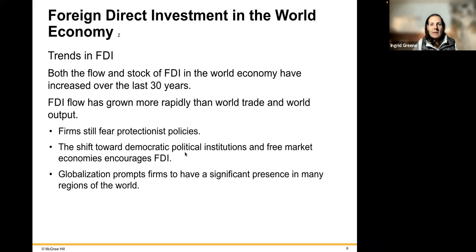The shift towards democratic political institutions and free market economies also encourages FDI. This is a main theory that economists have seen over the recent decades. And then the last thing is that globalization prompts firms to have a significant presence in many regions of the world. So this is like the ABCs, a very basic principle of large organizations, that they want to take their business abroad and they see the whole world as their market. They not only want to sell products abroad, but they also want to have the production close to their consumers.